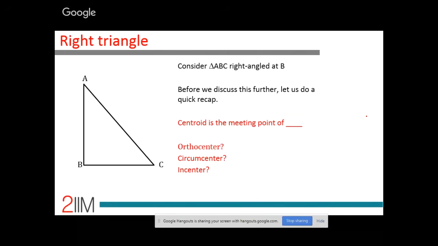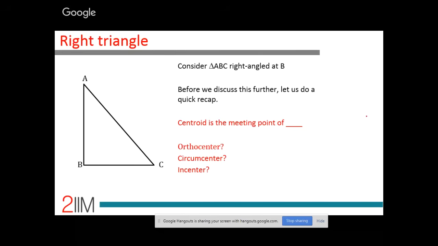We've done everything, all of these properties, incenter, circumcenter, inradius, circumradius, all of that for an equilateral triangle. Just going to do an extrapolation of this. Think of a right angle triangle and then find out all of these points. Before that, centroid is the meeting point of medians. Orthocenter is the meeting point of altitudes. Circumcenter is the meeting point of perpendicular bisectors. Incenter is the meeting point of angle bisectors.